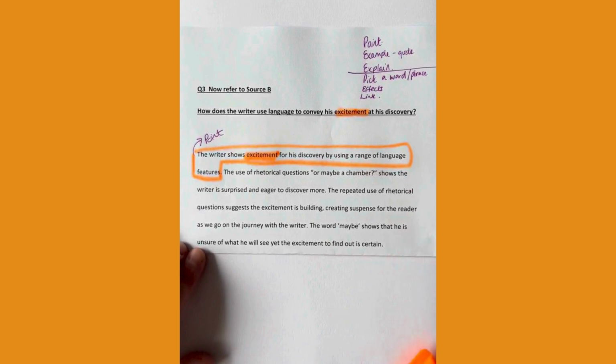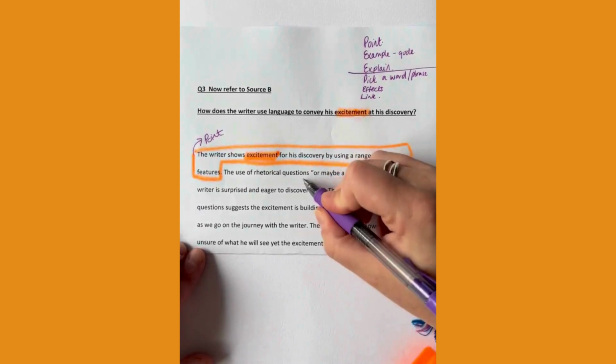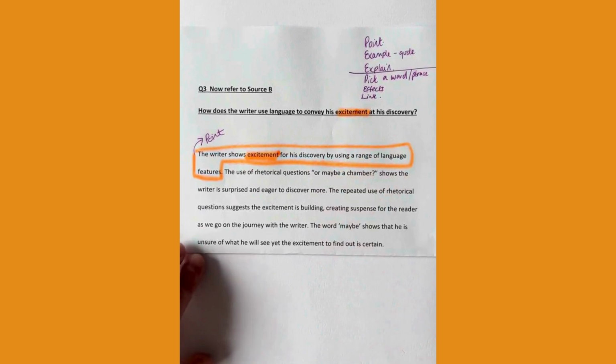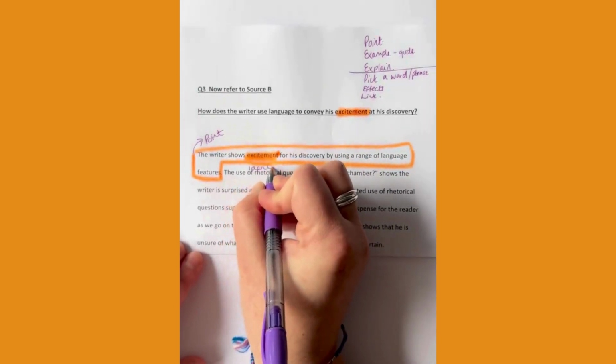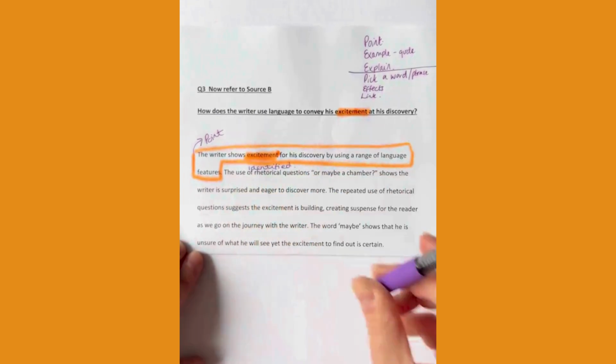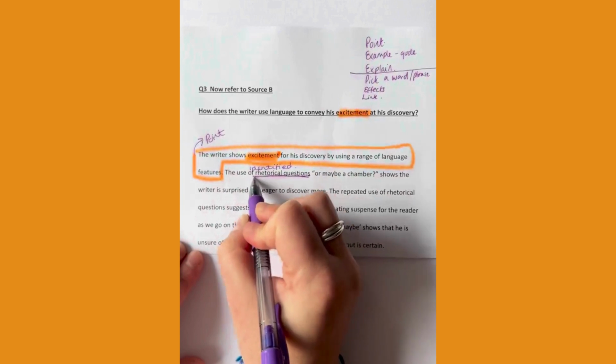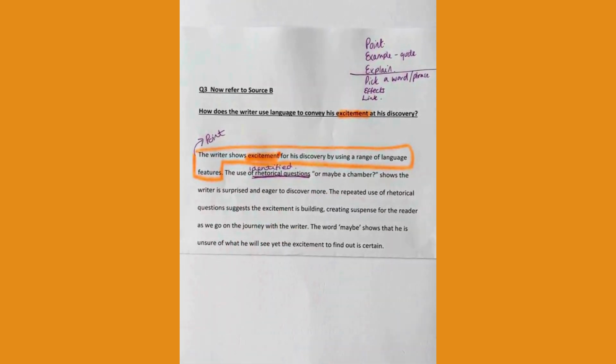I have then also identified what's been used. So just before my quote, I've identified and used some subject terminology. So I've said that it's rhetorical questions, which is great. Then I've got my quote, as you can see here. Nice and easy. Again, I wouldn't make the quotes very long. You don't want to be spending your time copying loads and loads of lines out. Try and keep them as short as possible within reason, because obviously you need to then write about them later.